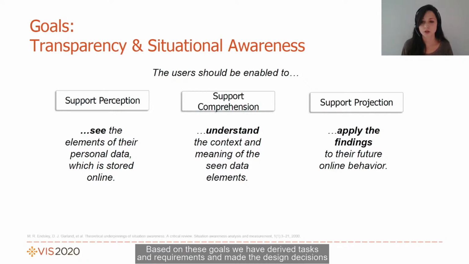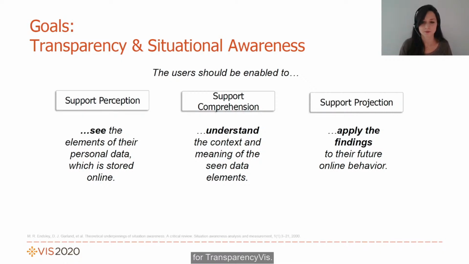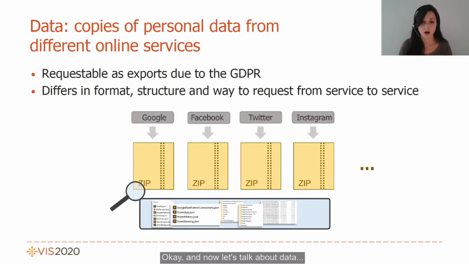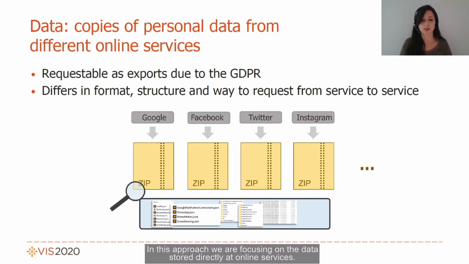Based on these goals, we have derived tasks and requirements and made the design decisions for Transparency VIS. Okay, and now let's talk about data. In this approach, we are focusing on the data stored directly at online services. Due to the GDPR, acquiring this data is comparably easy for a common internet user. The user simply can request a copy of the data as an export.